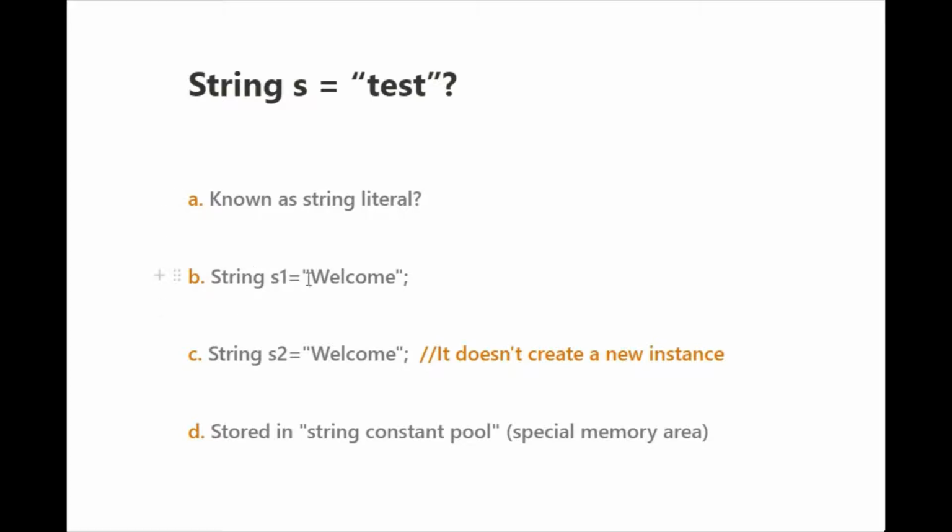If you are creating a string like this, it means you are creating it using a string literal. See here, String s = "welcome", String s2 = "welcome". The second time when you are creating a string, when you are writing it like this, it will not create a new instance. It will simply refer to the old one that is already created there. So whenever you are creating a string with String s = "test", it will be stored in a special memory location that is known as the string constant pool. So let's see what we have.